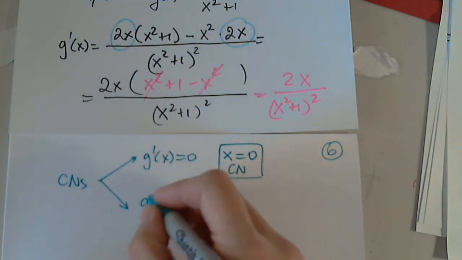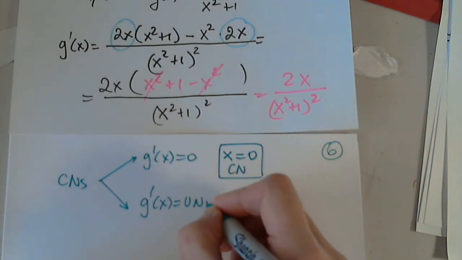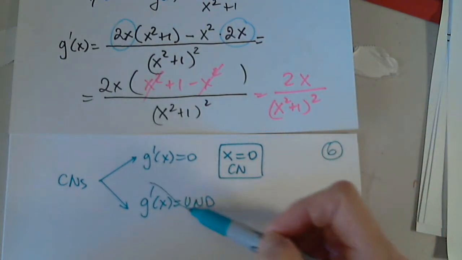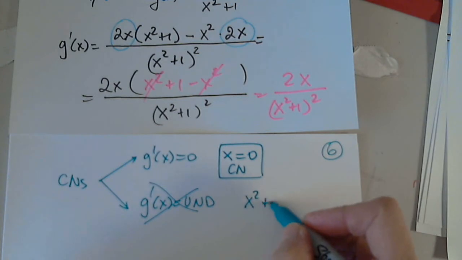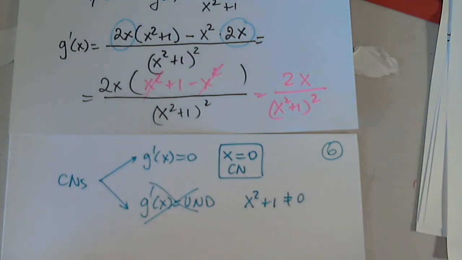The other possible source is when this is undefined. None. Because x squared plus 1 is never 0. It's a positive number always. So the only critical number is that.